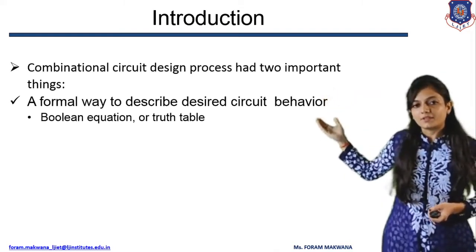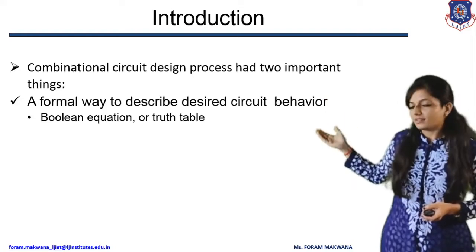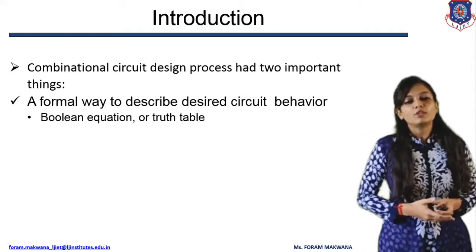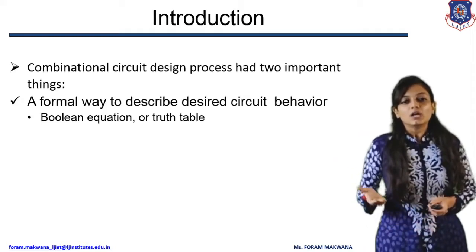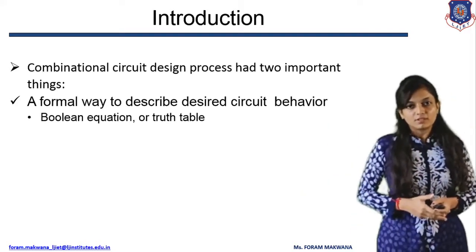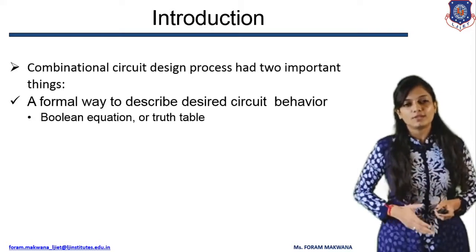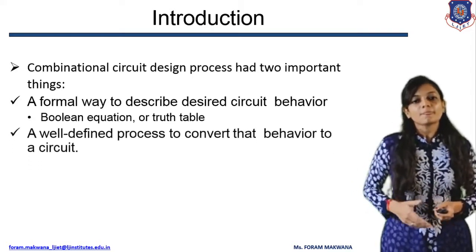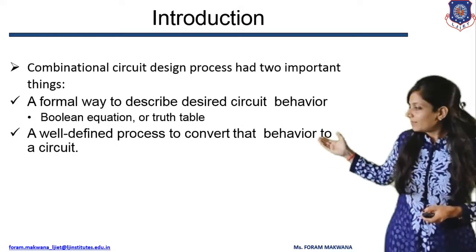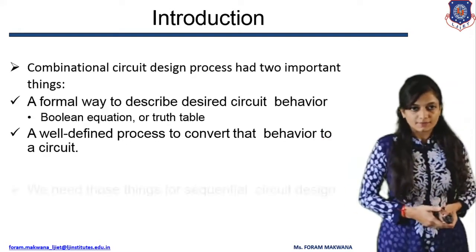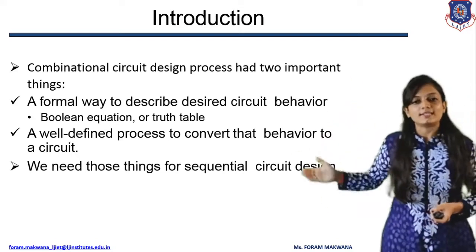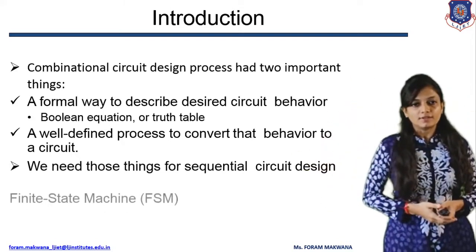The first parameter is a formal way to describe a desired circuit behavior based on the Boolean equation in the truth table. We know that to simplify a Boolean function, we have used a method which is called the K-map that we have discussed in the previous chapter, that is using 2 variable, 3 variable, 4 variable and 5 variable. Apart from that, the second one, a well-defined process to convert that behavior into the digital circuit, right? So we need to use these two things for designing of sequential circuit, right?